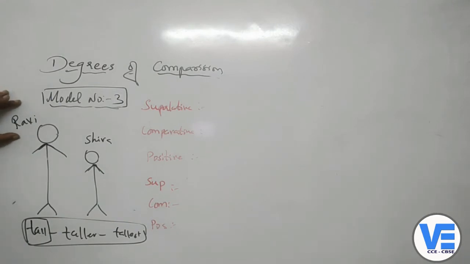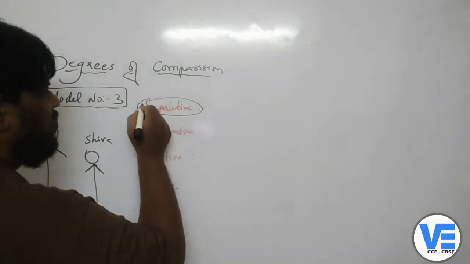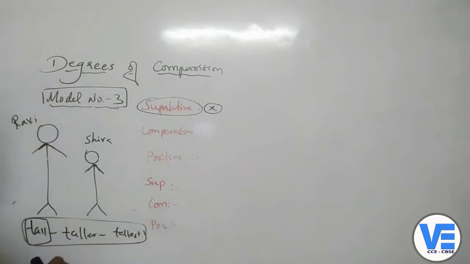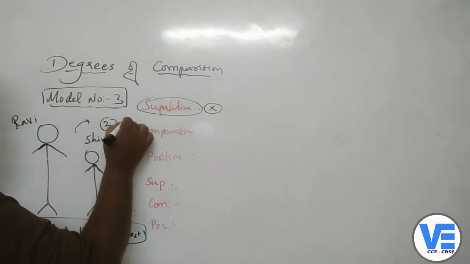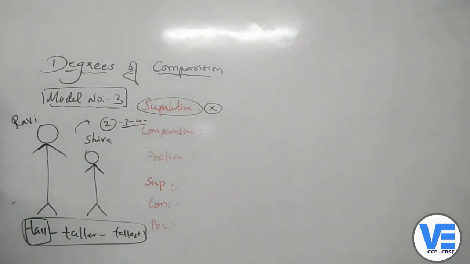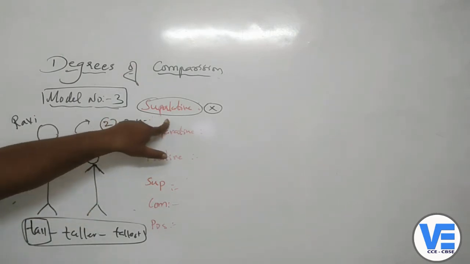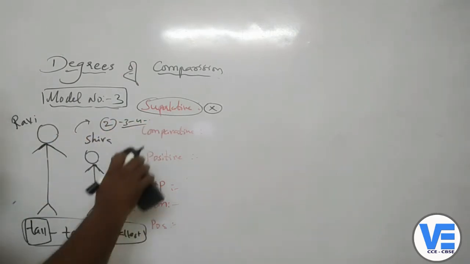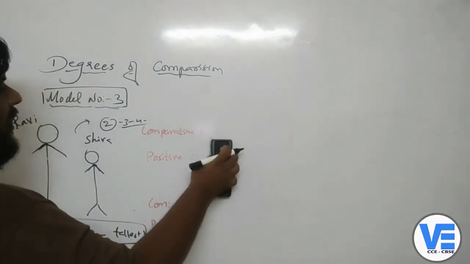So when you compare between only 2 people, that is 2 students or 2 things or whatever it may be, you will not write the superlative. So superlative cannot be written, right? Superlative can be used only if you are talking about more than 2, that is 3, 4, 5, whatever the number is. But when you are comparing only between 2 people, you cannot write superlative. That's why I will rub out this superlative. So there is no superlative here.